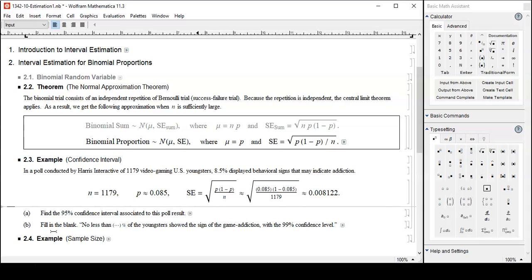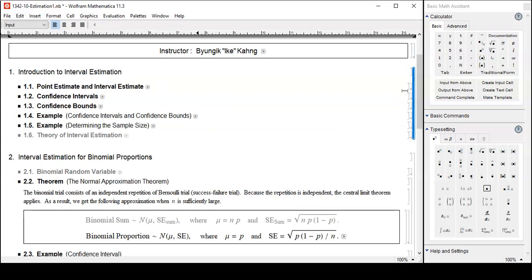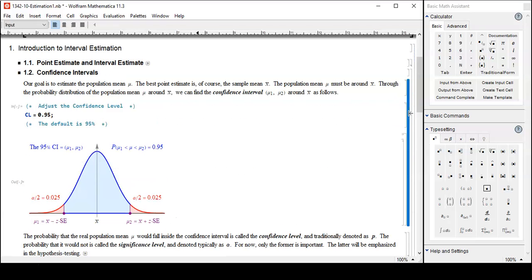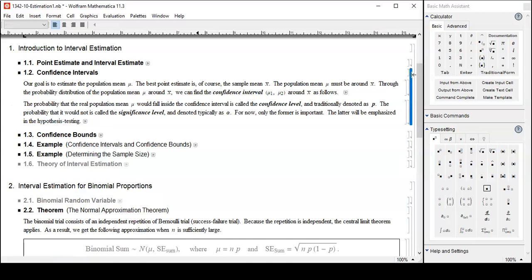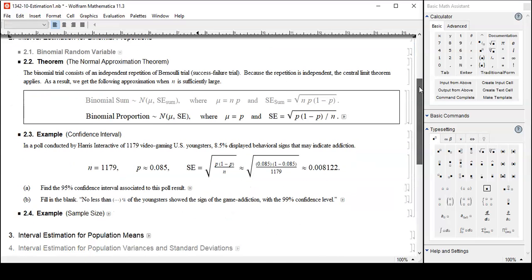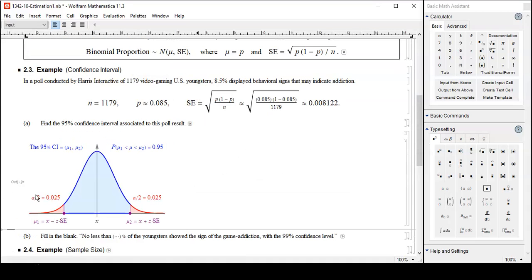Now let's go to the problem here. Find the 95% confidence interval associated with this poll result. So what did you do for 95% confidence interval in section 1? First, you have to draw the picture. Yes, you must. You absolutely must draw the picture. It's a required component of all my exams. So you have to draw the picture and label it accordingly.